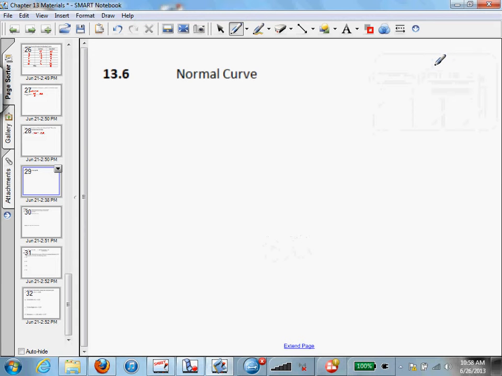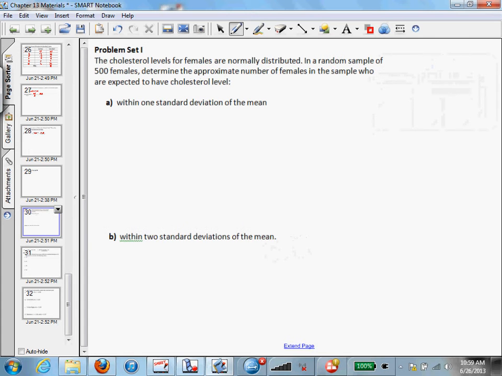Okay, 13.6, we have the normal curve. There's a lot of vocabulary, but problem set 1: the cholesterol levels for females are normally distributed in a random sample of 500 females. Determine the approximate number of females in the sample who are expected to have cholesterol levels (A) within 1 standard deviation of the mean and (B) within 2 standard deviations of the mean.